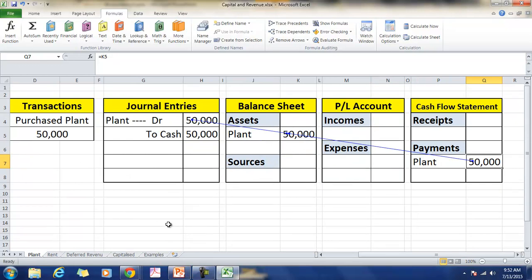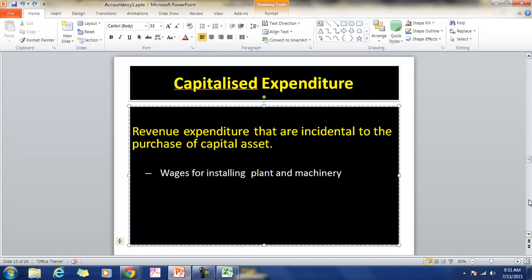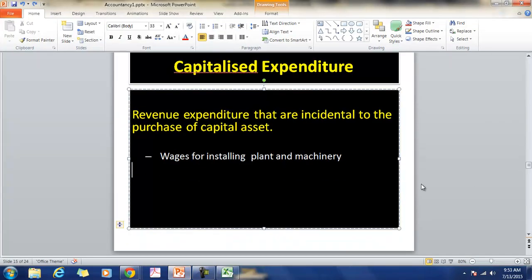So therefore, understanding the distinction between the capital and revenue is an important part of preparing the profit and loss account. Thank you very much.